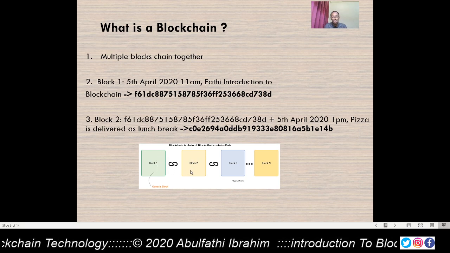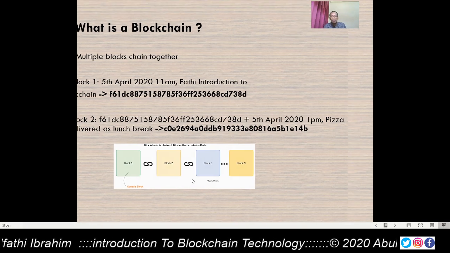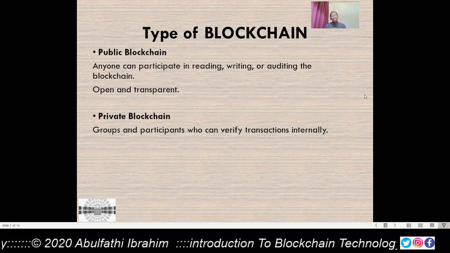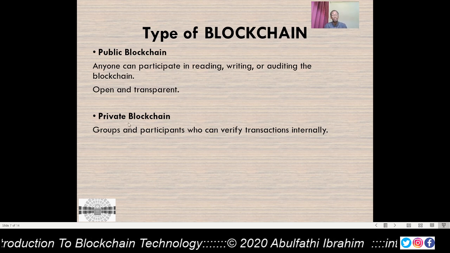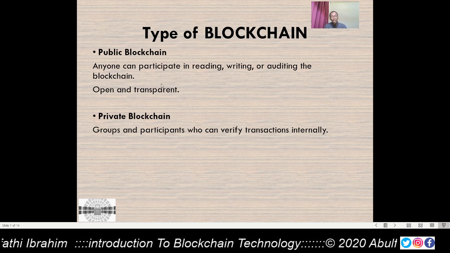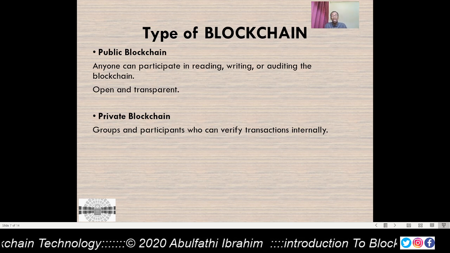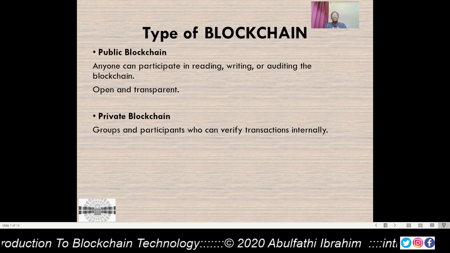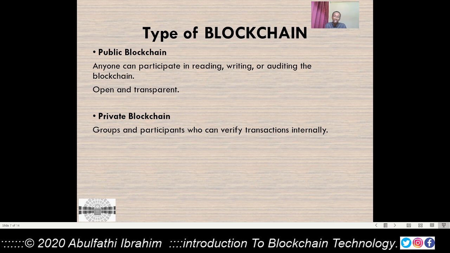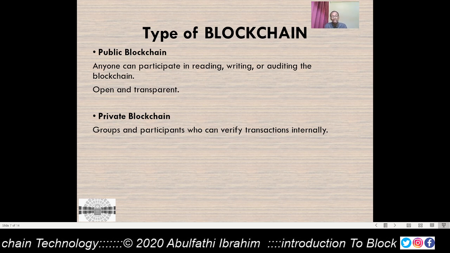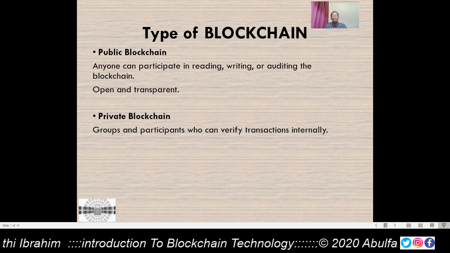So in order for block two to be added, we have to use the previous hash function. We have two types of blockchain: public blockchain and private blockchain. The public blockchain means that all the participants will have access to the information there. For example, assume the Bitcoin blockchain. The Bitcoin transactions, everyone will read them. So it will be open and transparent for the whole community.